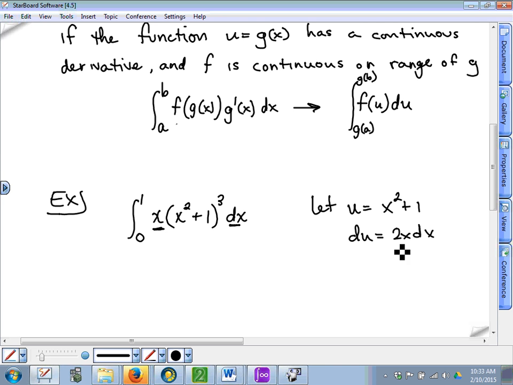Close. We have the x dx right here, but we're missing the 2. So if I put a 2 right here, that's fine, but you got to multiply out here by 1/2. You following? So now this is 1/2 times the integral. I'm going to leave the bounds blank for a second because we're going to have to change these bounds. But it's going to become u to the third du.